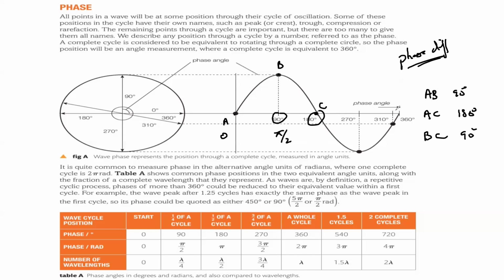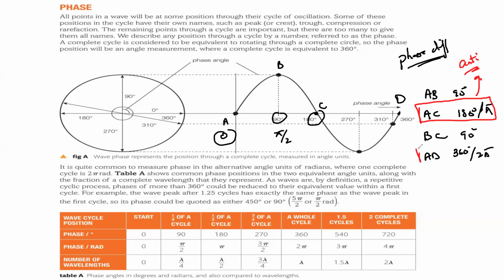Same way, what is the phase difference between A and D? So A is at 0 and D is at 360. When we subtract 360 minus 0, we get 360, or we can also say 2 pi radian. There is a specific term used whenever two points are 180 out of phase. Like when 180 is the phase difference, we call them antiphase. And when the phase difference between two points is equal to 360 or 0, we call them in phase. So we may have points in phase.